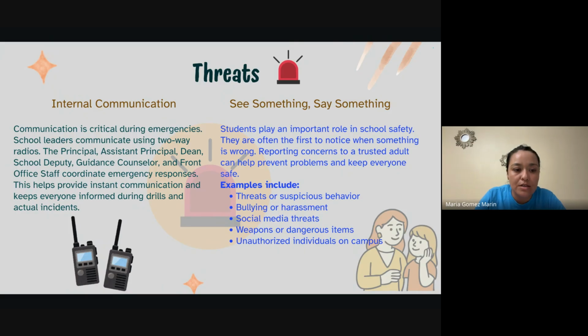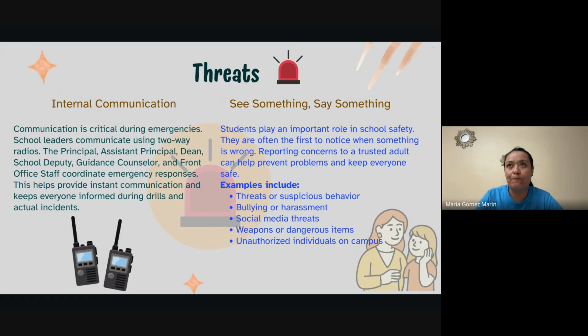So the school leaders communicate using the two-way radios. The principal, assistant principal, the school deputy, the dean, guidance counselor, and sometimes the front office staff. So they have to coordinate all the emergency responses. This is really helpful because it provides instant communication and keeps everyone informed during drills and actual incidents.